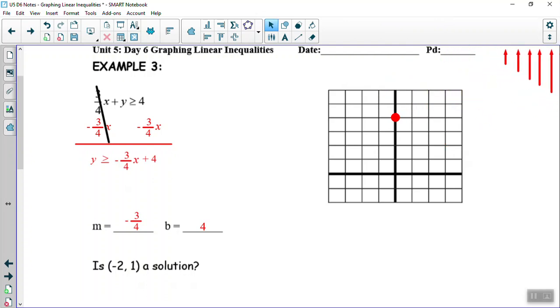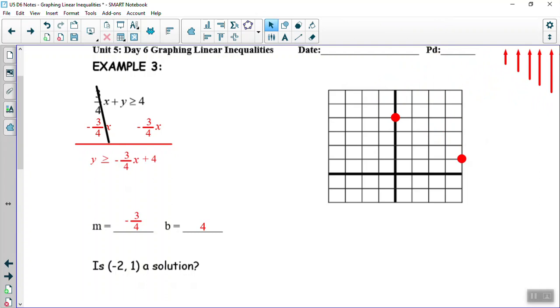Get that out of the way for now. All right, now I'm going to use my slope. It's negative, so my line goes down and to the right. So I'm going to go down 3, right 4. Okay. Now, when I go to draw my line, it is greater than or equal to.